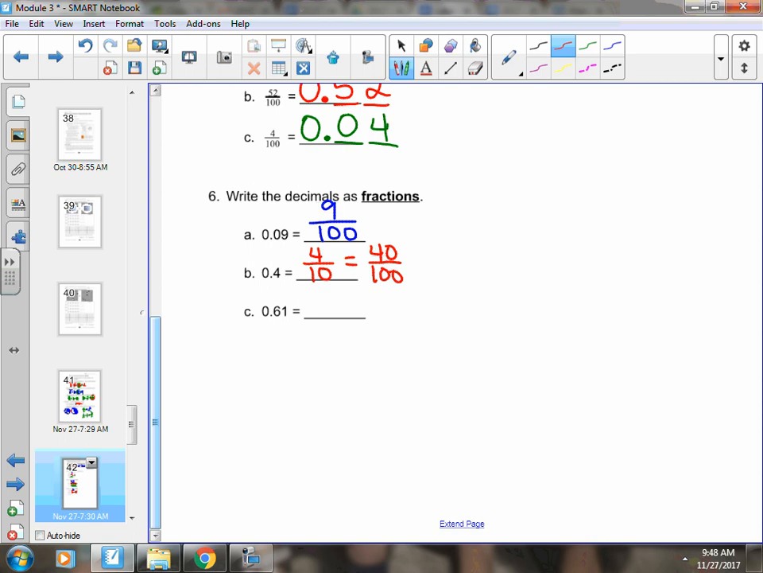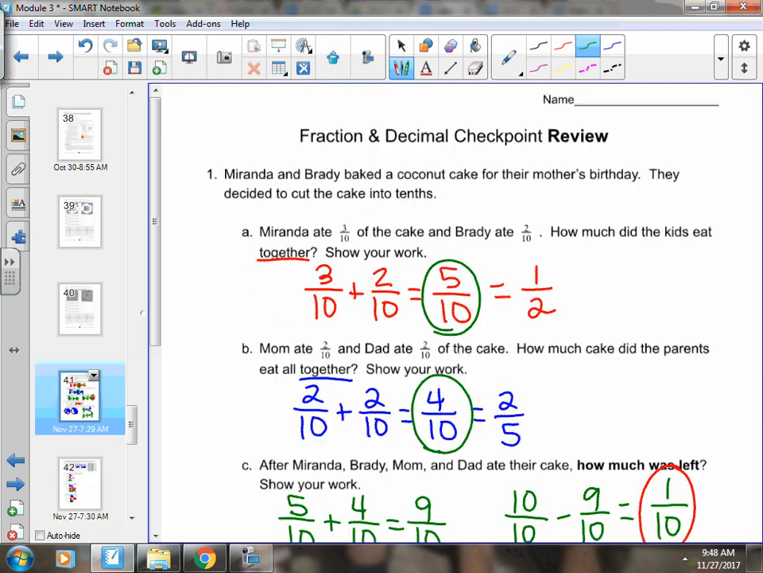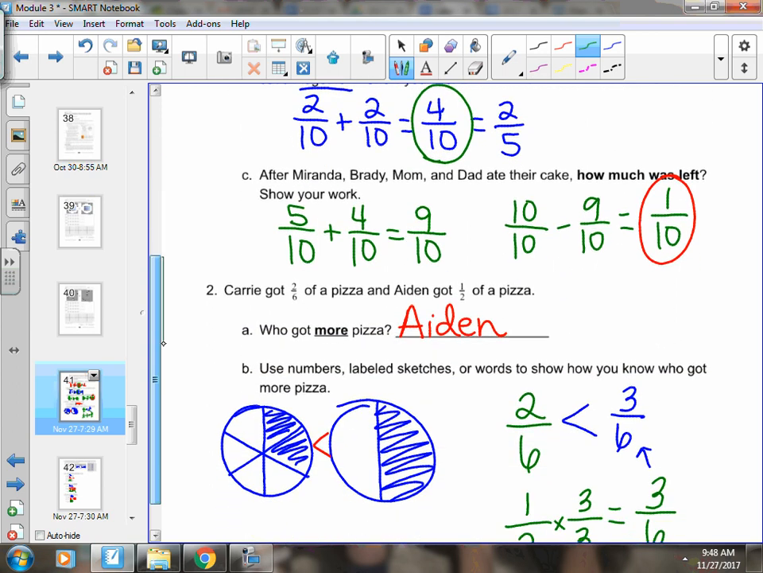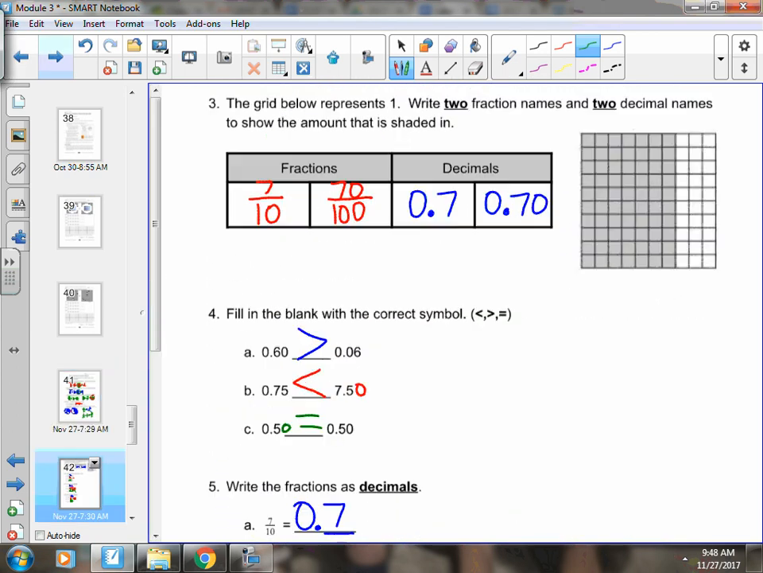And the last one, 61, and it goes up to the 100ths place, so 61/100. Here are the answers for the first side. And the answers for the second side.